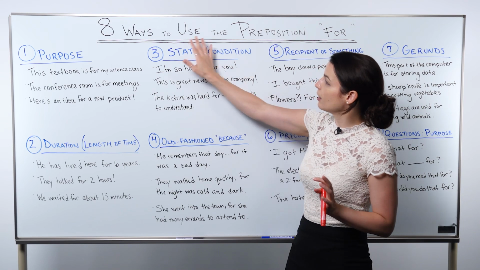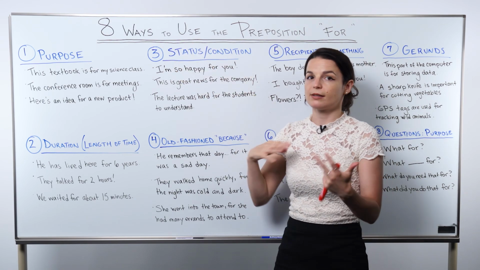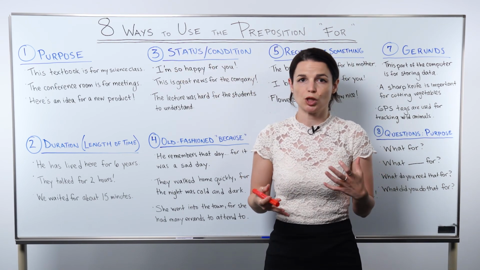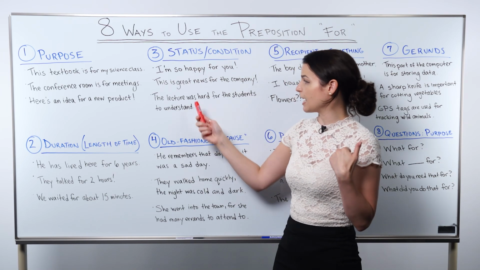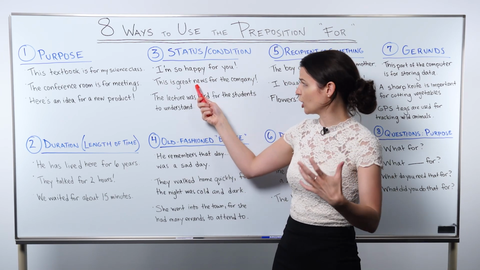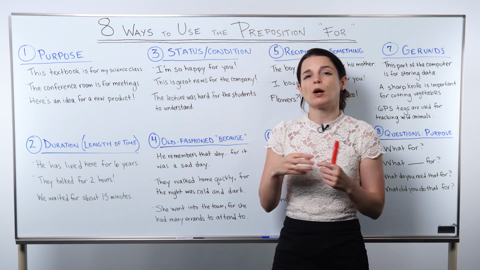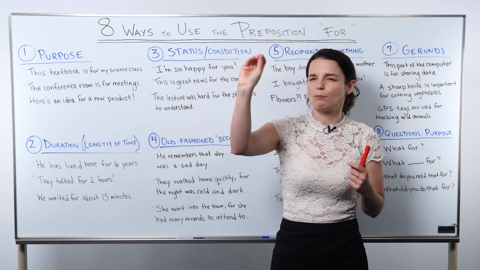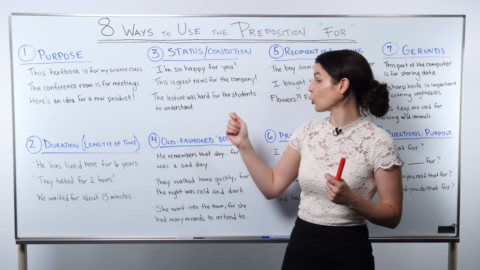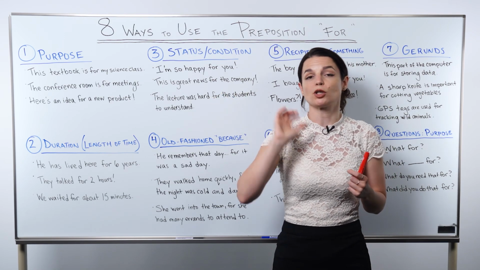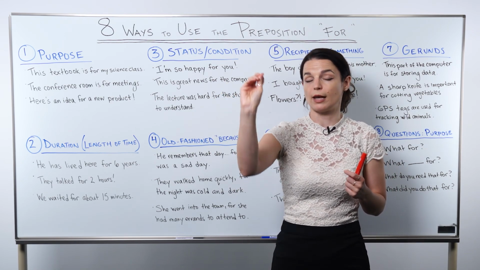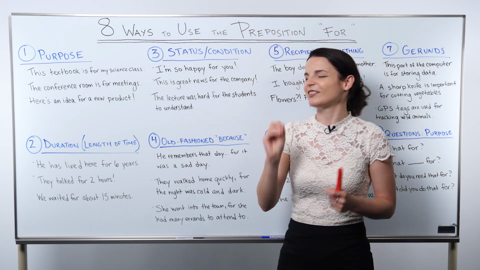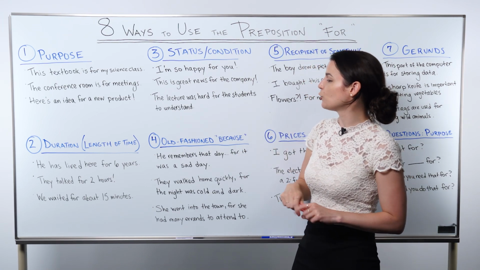So again, this use, number 3, to express a status or condition is something that we do when we want to express like an opinion or a condition or an emotion, and we want to be specific about the person or the organization or the group of people that we want to apply that emotion to or that condition to. Okay, so with that in mind, let's continue on to number 4.